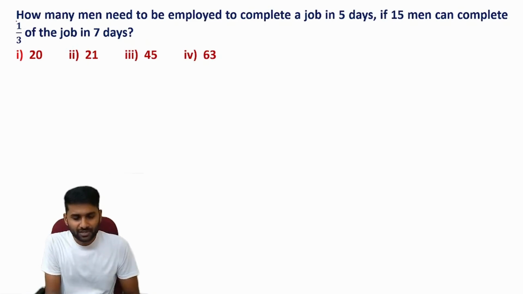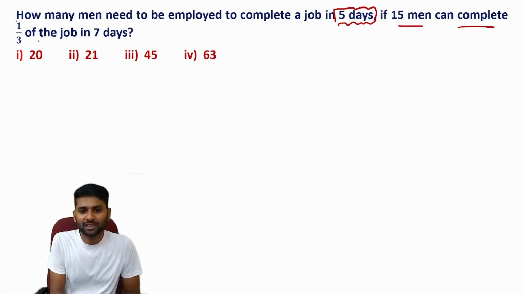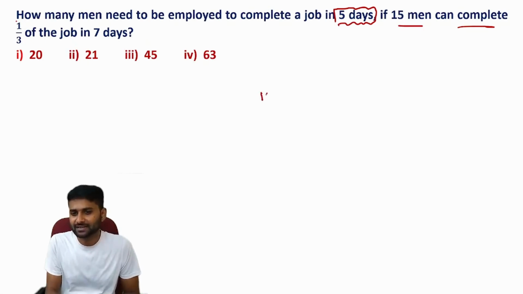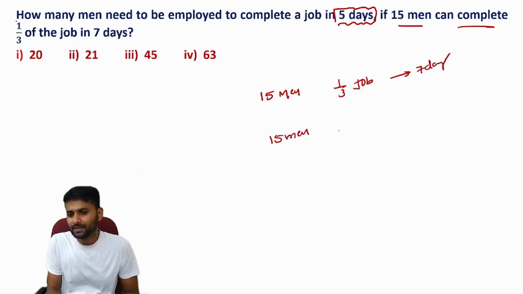Now see this information. How many men need to be employed to complete a job in 5 days? We have to finish the work in 5 days. How many men do we need to employ? If 15 men can complete one third of the job in 7 days, guys, 15 men can complete one third of the job in 7 days. What does it mean? 15 men can complete the full work in exactly 21 days.